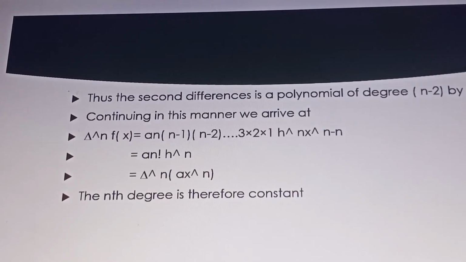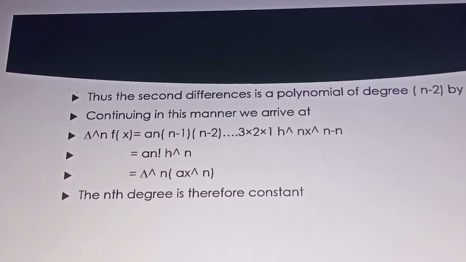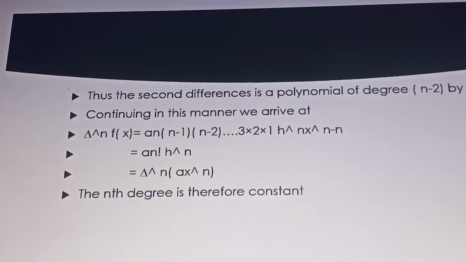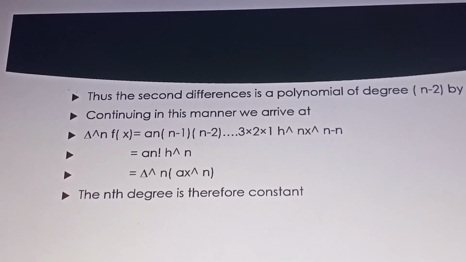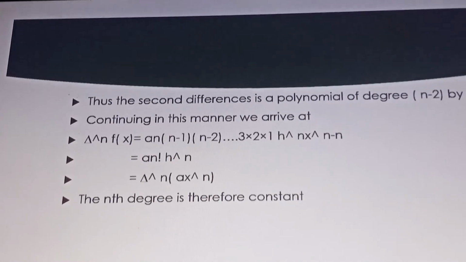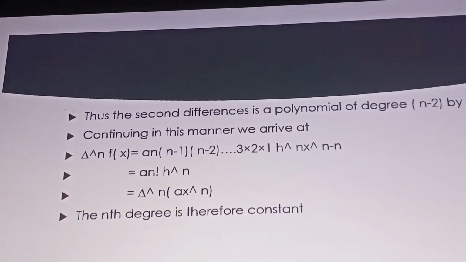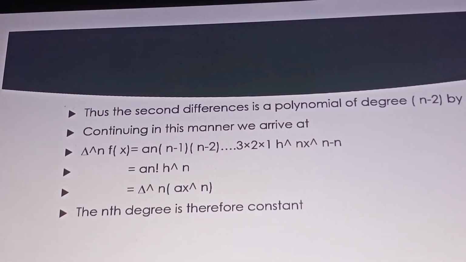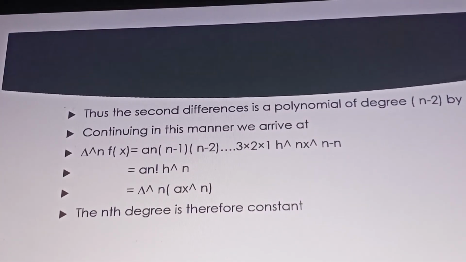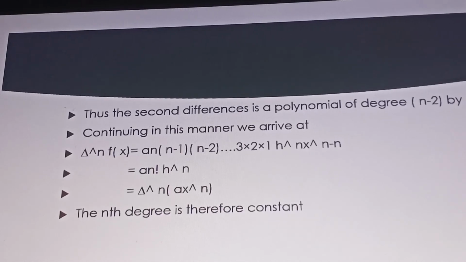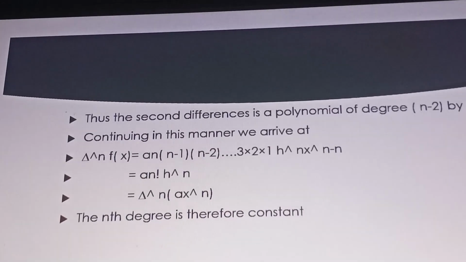Then, by continuing in this manner, we arrive at delta raised to n f of x equals a into n into n minus 1 into n minus 2 up to 3 into 2 into 1 into h raised to n into x raised to n minus n. Then equal to a n factorial h raised to n. Then also equals delta raised to n of a x raised to n. The nth difference is therefore constant.